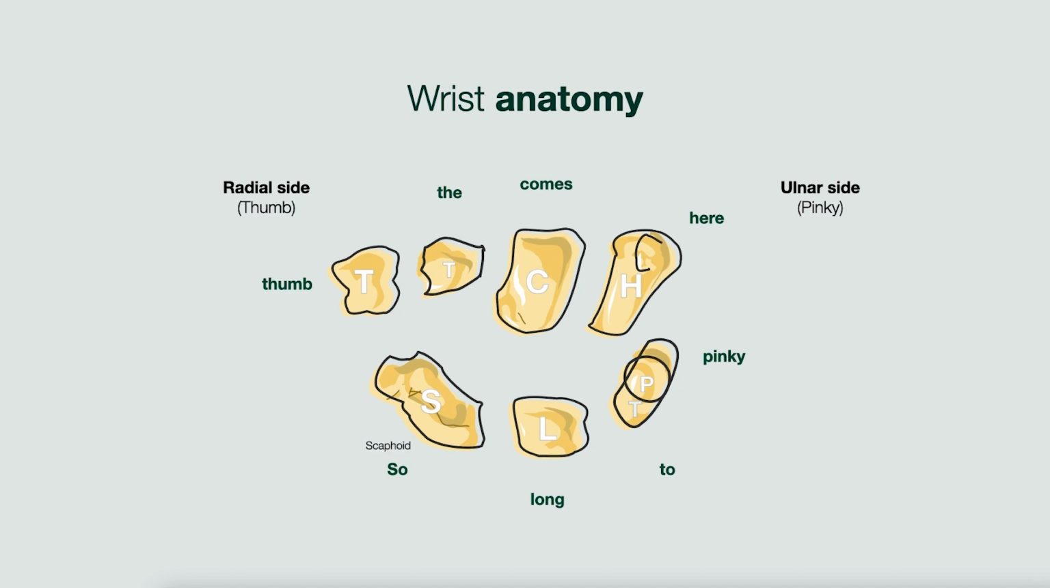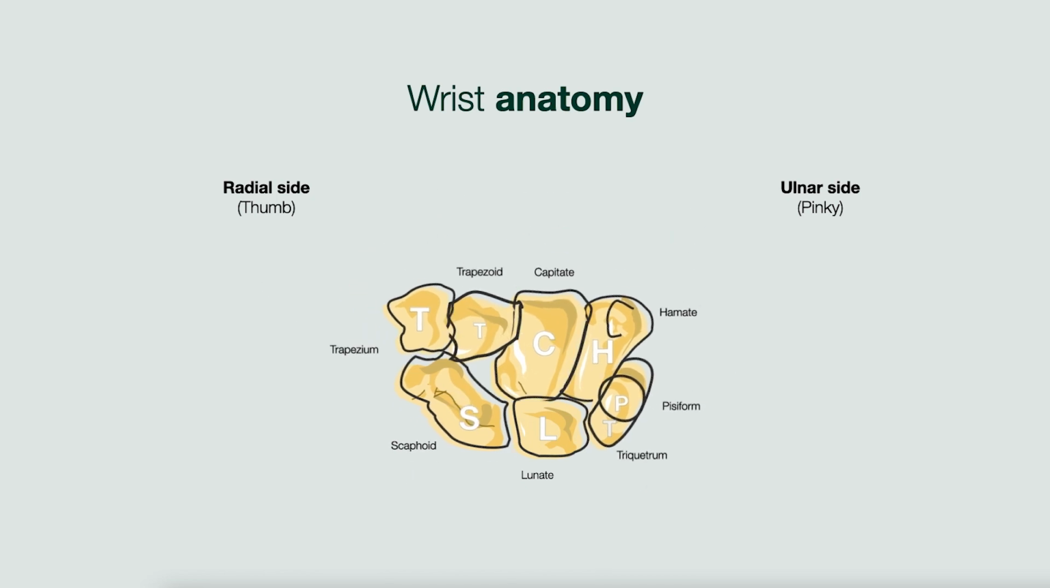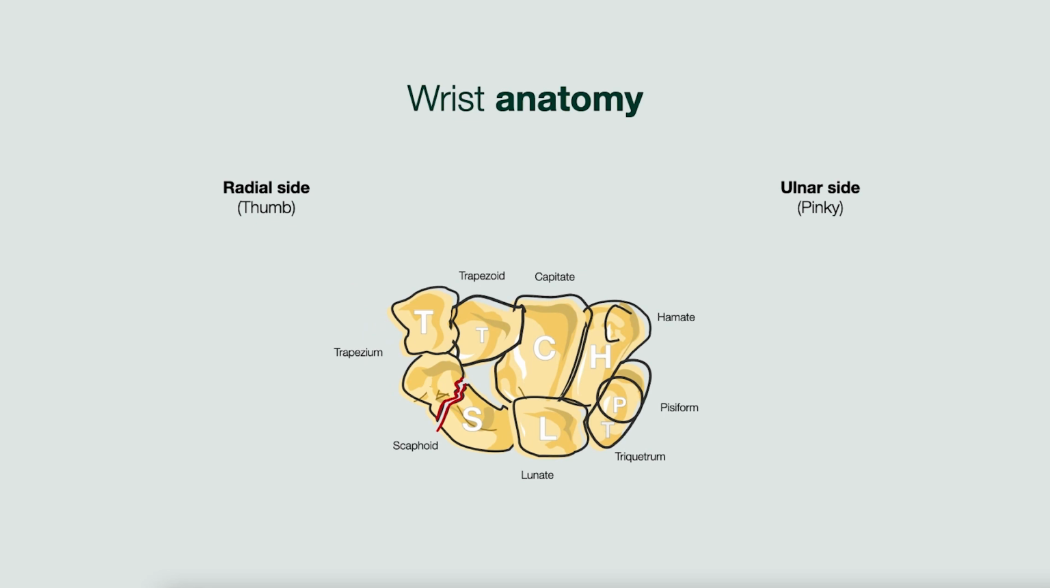So this is the scaphoid bone, this is the lunate bone, this is the triquetrum, this is the pisiform bone, this is the hamate, the capitate, the trapezoid, and the trapezium. The scaphoid is the most commonly fractured carpal bone.